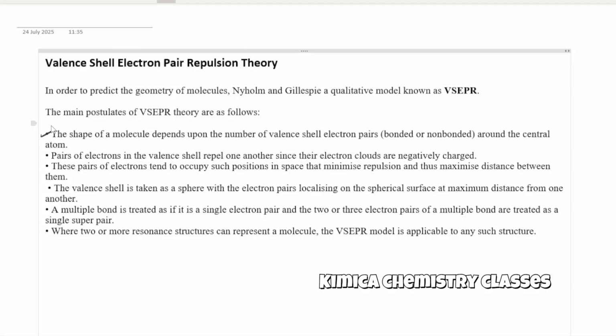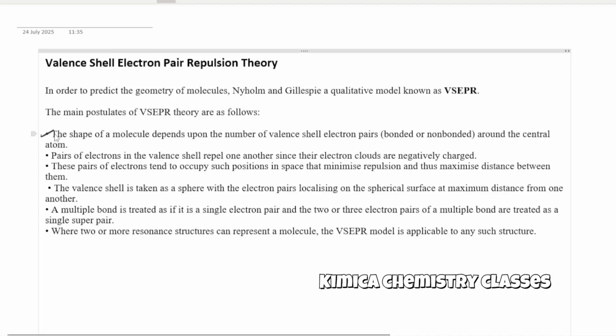Hello, let's discuss VSEPR theory, that is valence shell electron pair repulsion theory. Lewis is not able to explain the shapes of molecules. This theory provides a simple procedure to predict the shapes of covalent molecules. So the main postulates of VSEPR theory are listed here.